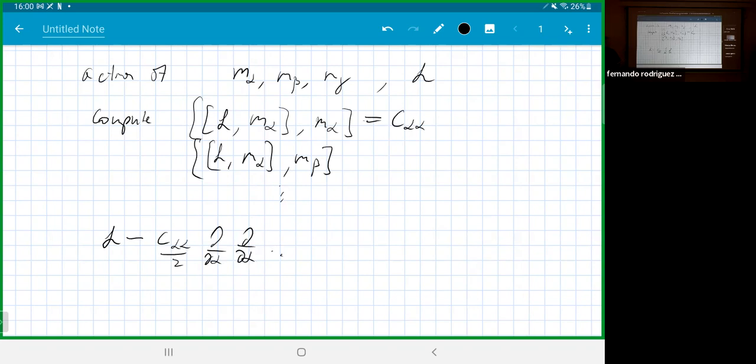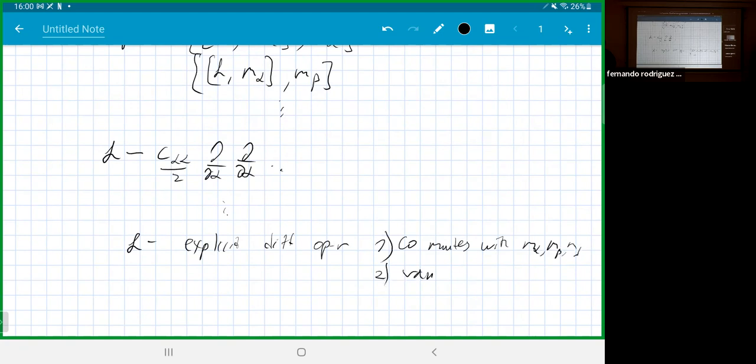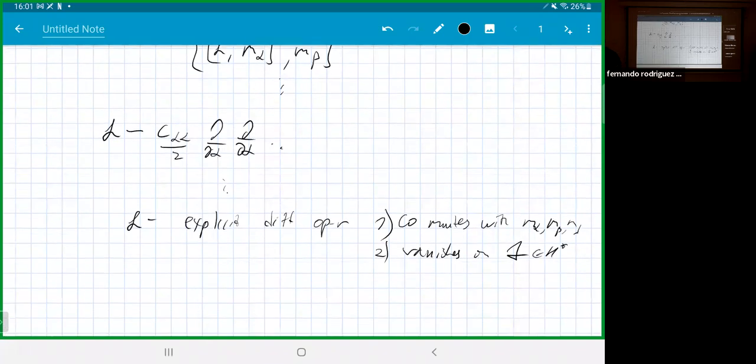So after you took this, you obtain an operator whose double commutators vanish. So you can compute first commutators and proceed. After this, you obtain L minus a certain explicit differential operator. It commutes with alpha and beta and gamma, and vanishes on 1 in the cohomology. And therefore, it must be identically 0, because cohomology is generated by topological classes.